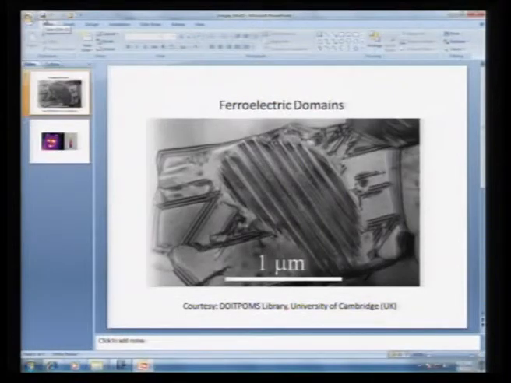Now, the question is, how does a domain wall look? The domain wall looks something like this. I'll show you a view graph here.